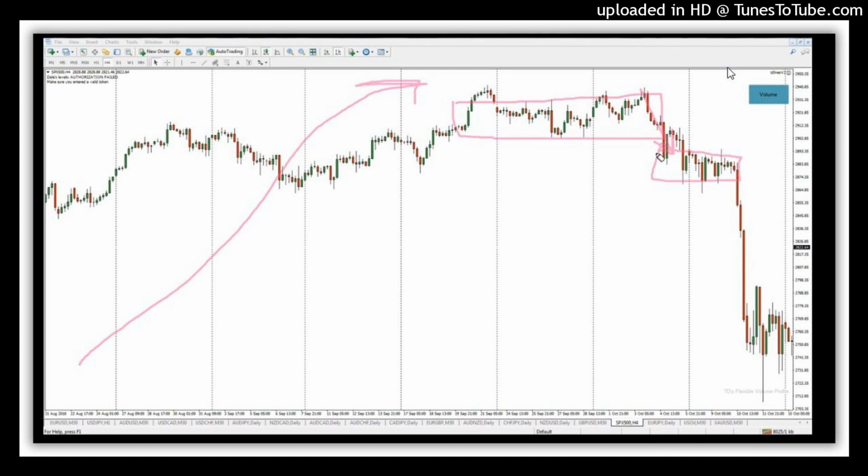And by the way, one small thing to notice, this resistance also worked as a support. The reaction was not so aggressive, not so strong, but it was there. This is exactly the place where it turned for a little pullback.